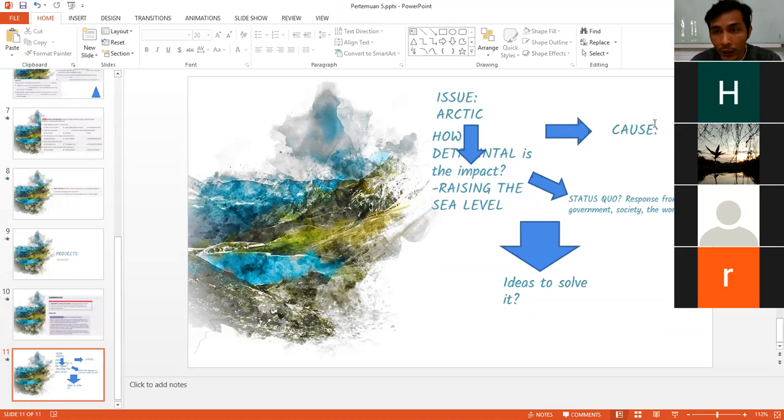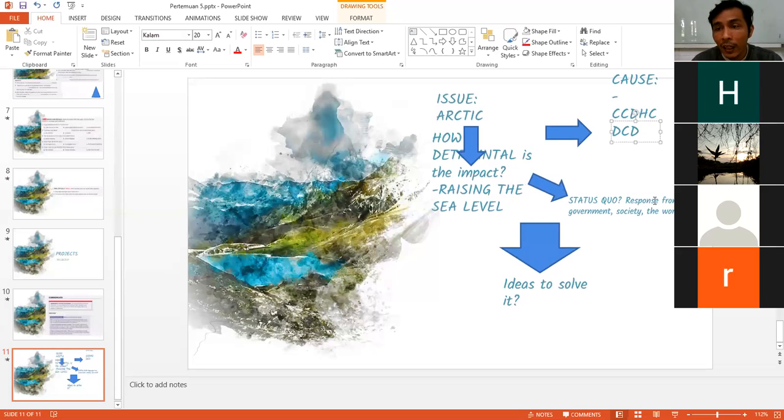And then you discuss with your friends what the causes are, kira-kira dampaknya apa. You explain the cause, and then you write the status quo or the response from the government, society, and the world. I mean, is there any response from the world? Is there any response from the government to solve the problem? Kalau ada, apa itu? Jelasin. And then how significant it is.